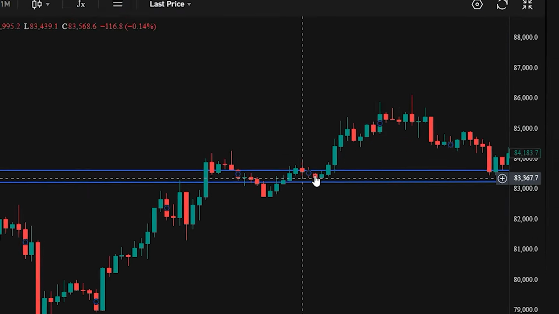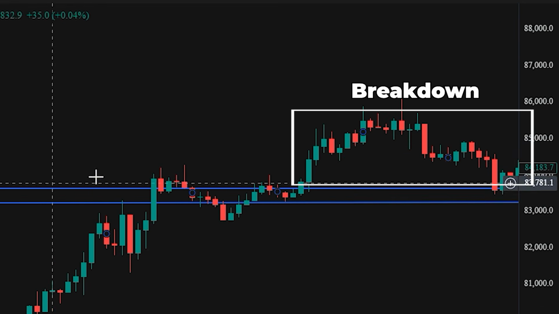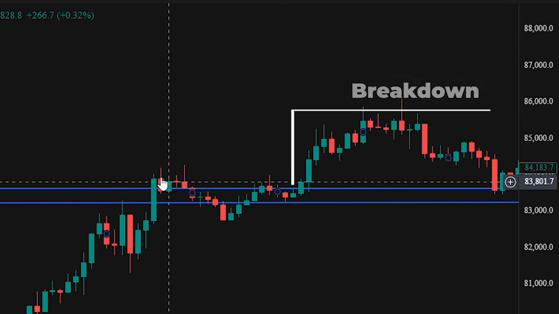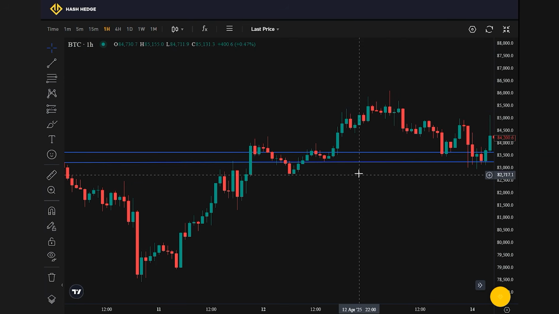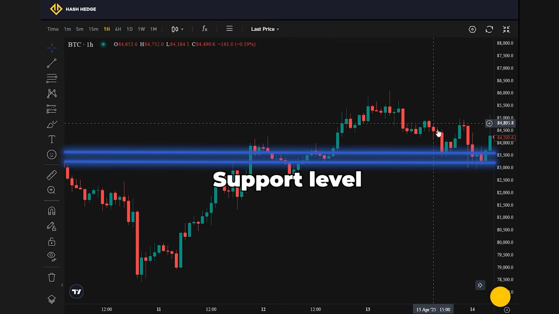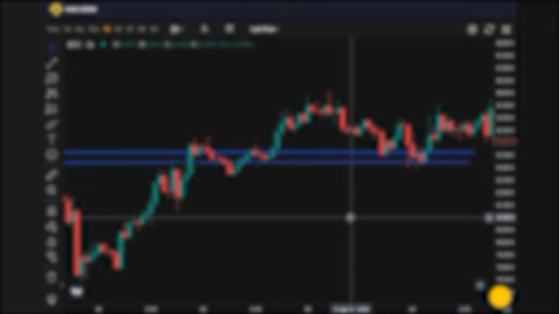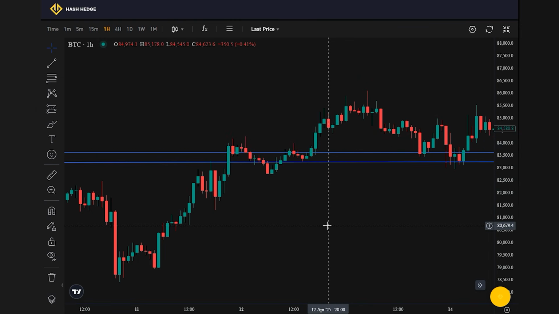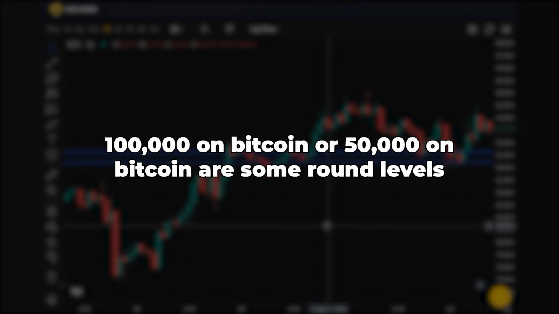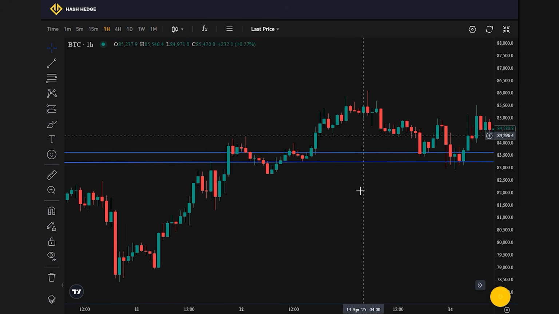And if we have a breakdown of these prices, then this resistance is no longer relevant because it has already been broken. It may become a support in the future. As you can see, if we scroll further down the chart, we see that the same lines have become support. We see one bounce up, a second bounce up, and so on. Why is this happening? Because often support and resistance levels are at some key price values or at some round levels. For example, 100,000 on Bitcoin or 50,000 on Bitcoin are round levels that both sellers and buyers use as a reference point depending on where the price is.